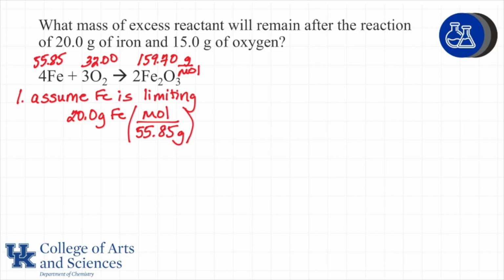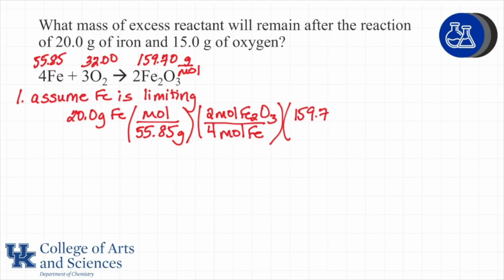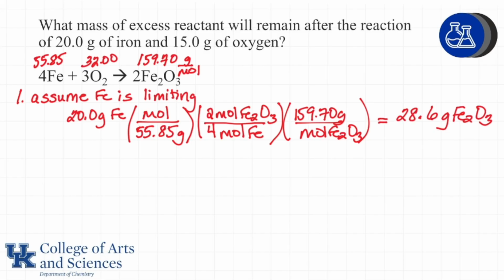Use the molar mass of iron to get from grams to moles. Use the mole to mole ratio to get from moles of iron to moles of Fe2O3. And then use the molar mass of Fe2O3 to get to grams of Fe2O3. And we get 28.6 grams of Fe2O3 that can be produced if iron is the limiting reagent.